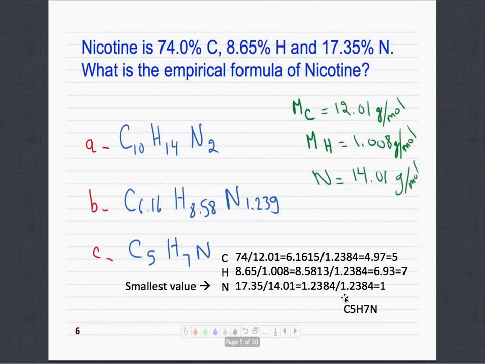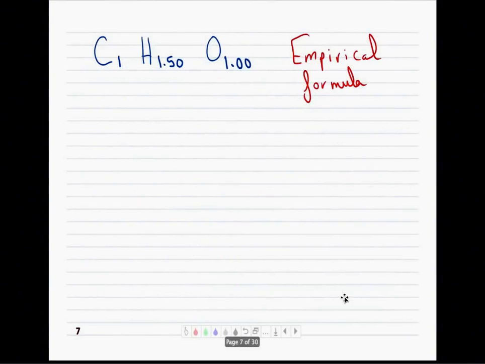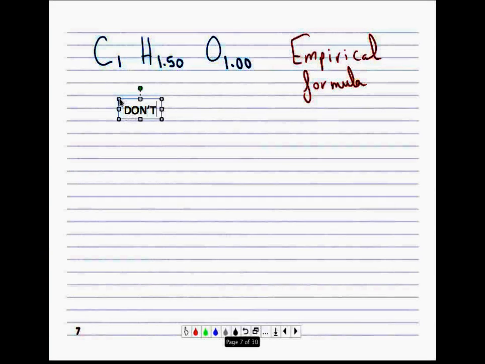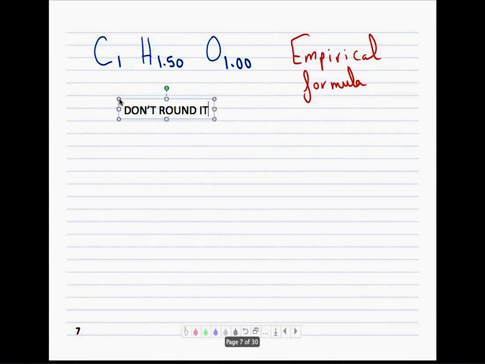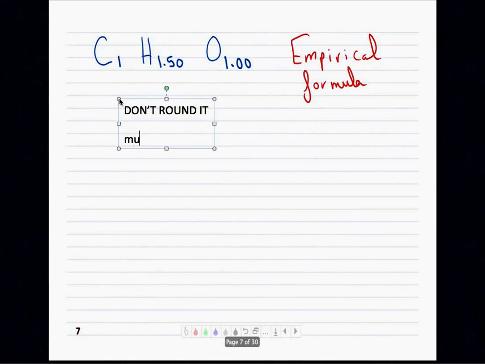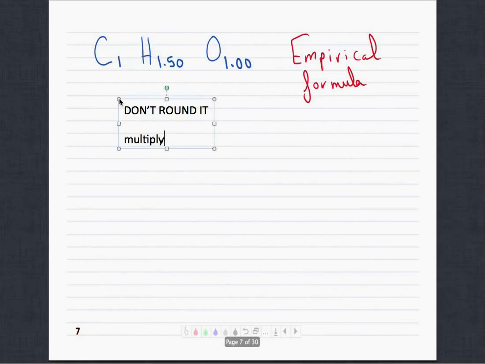Okay? Now, there are cases, for example, when we have something like this. After you do the division, you end up with 1.5. In this case, you have to multiply. To get to the empirical formula, you don't round this up to 2 or round it to 1. What you're going to do is multiply the whole thing by 2. And this is your empirical formula.